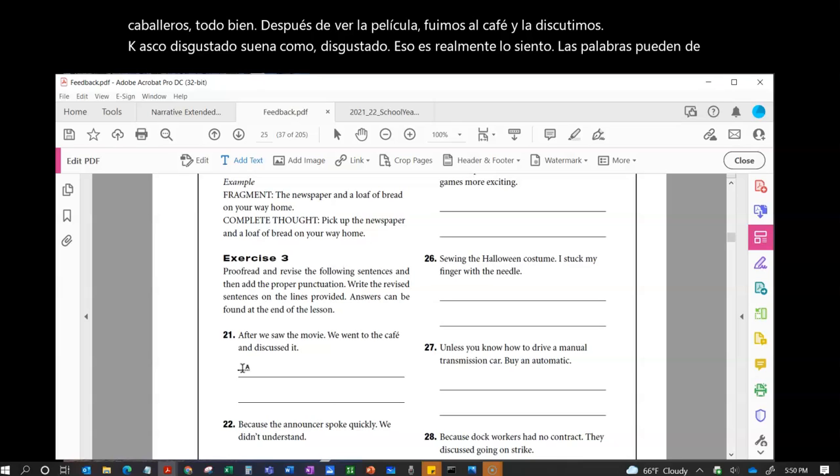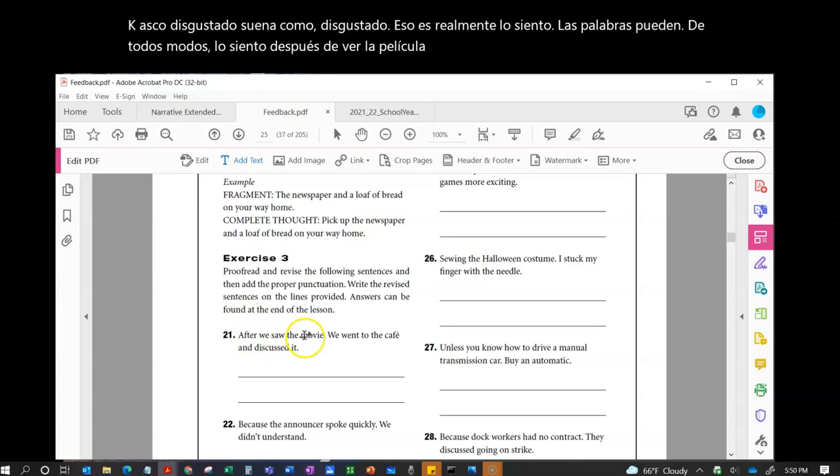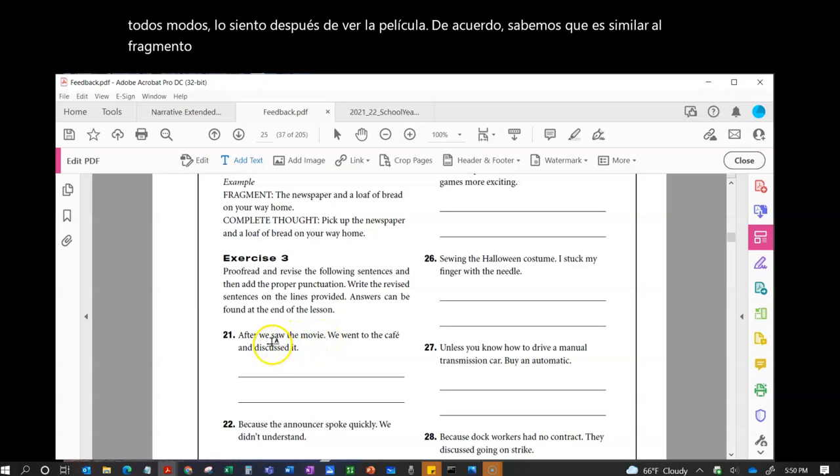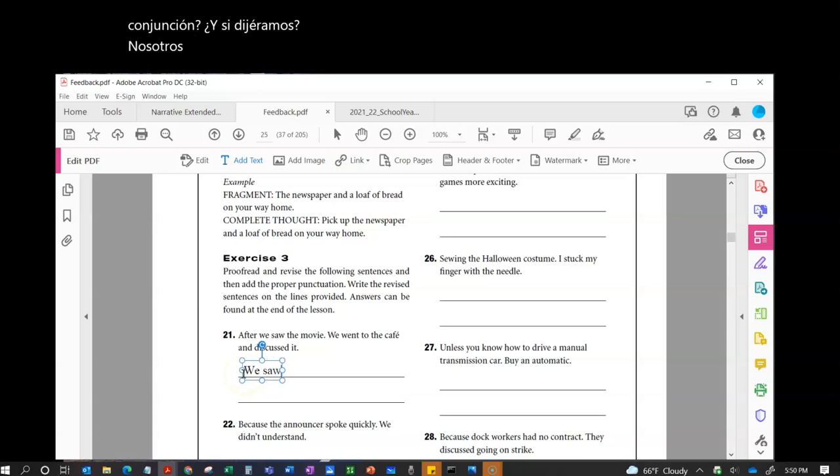After we saw the movie, okay, we know that's similar to the fragment that we saw before. Okay, so what if we were to add a conjunction? What if we were to say, we saw a movie, then we went to the cafe and discussed it. I don't like that. Disgusted.